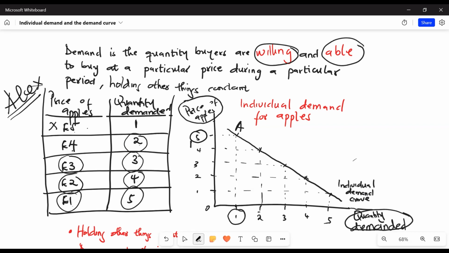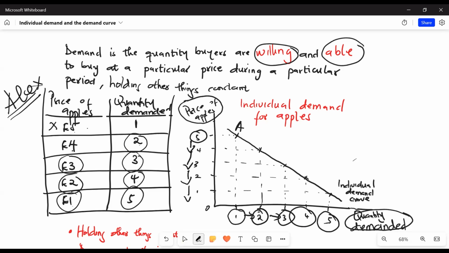When price reduced to 4, Alex increased his purchase to 2 apples. When price reduced to 3, Alex increased his purchase to 3 apples. When price reduced to 2, Alex bought 4 apples. When price reduced to 1, Alex bought 5 apples.